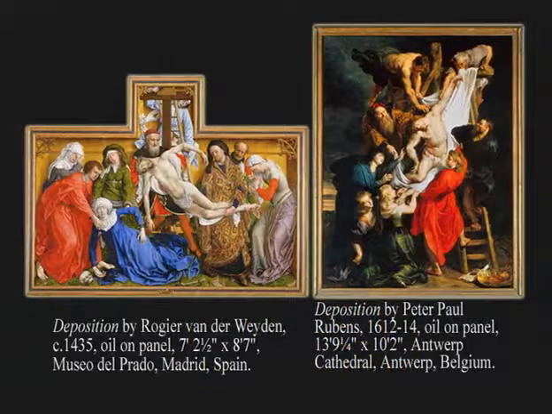In each painting, the brilliant red robe of St. John intensifies the emotion. Although in van der Weyden's painting, John assists the fainting Virgin Mary, calling attention to the way her body echoes her son's, while in Rubens, John is supporting the body of Christ, the main subject.